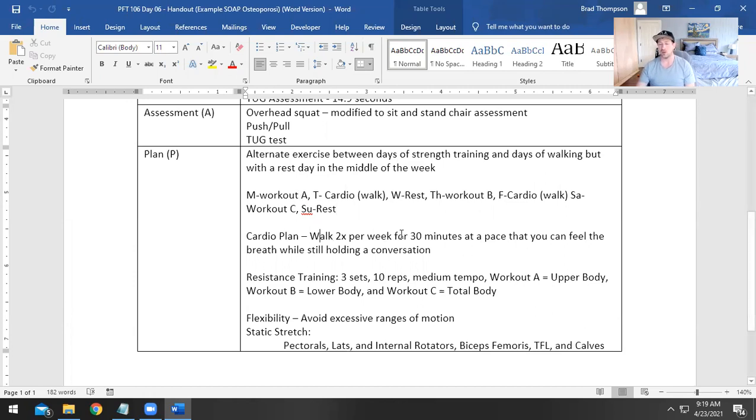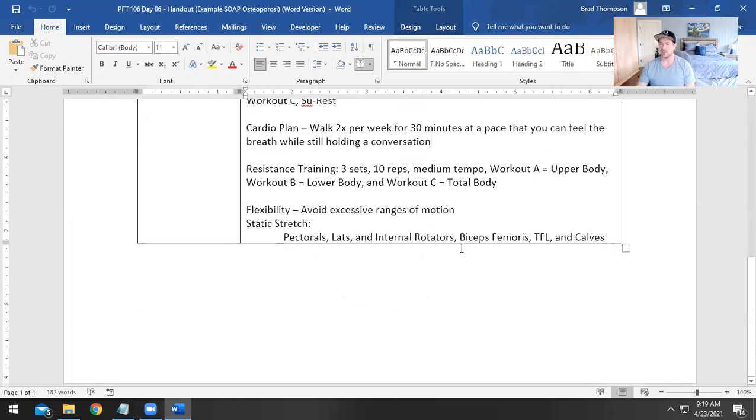For cardio, we're going to walk 2 times per week for about 30 minutes at a pace where they can hold a conversation, but they are getting a little breathy. For resistance training, we're doing 3 sets of 10 repetitions. We're keeping the reps pretty low. We're lifting at a medium tempo, so we don't put too much pressure on the joints.